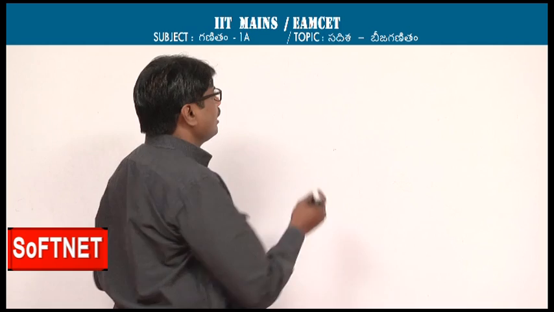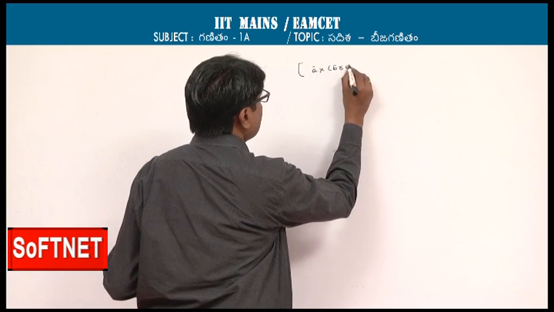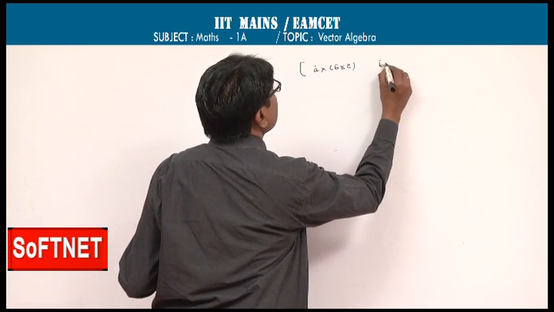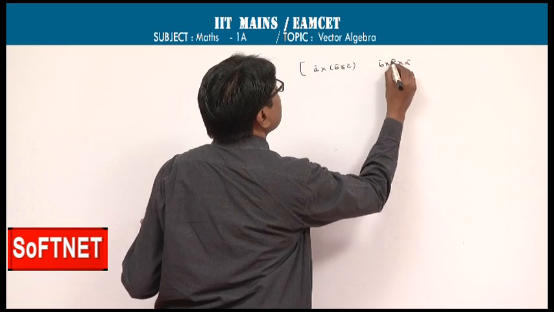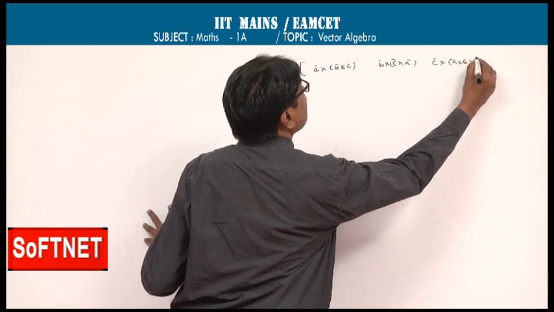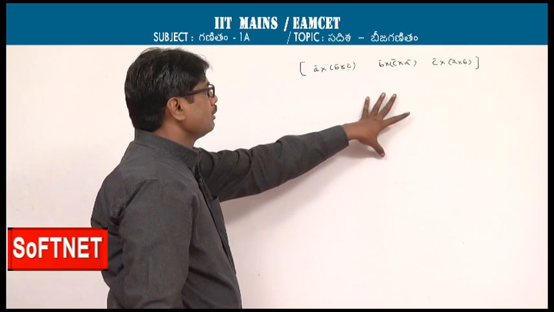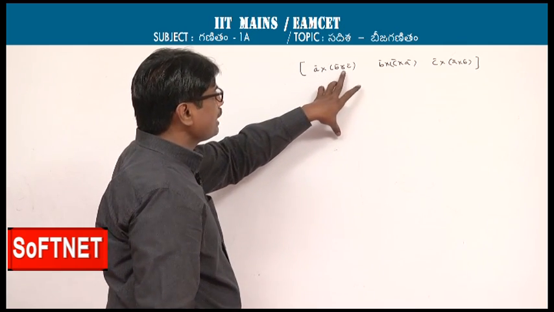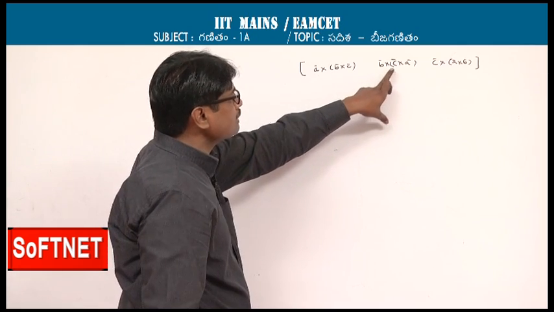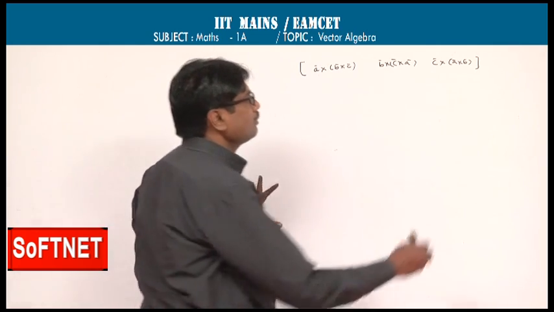A bar, B bar, C bar, any three vectors. Then what is the value of box of A bar cross B bar cross C bar, B bar cross C bar cross A bar, C bar cross A bar cross B bar? A bar, B bar, C bar, three vectors. Then the value of A cross B cross C, B cross C cross A, C cross A cross B is equal to how much?